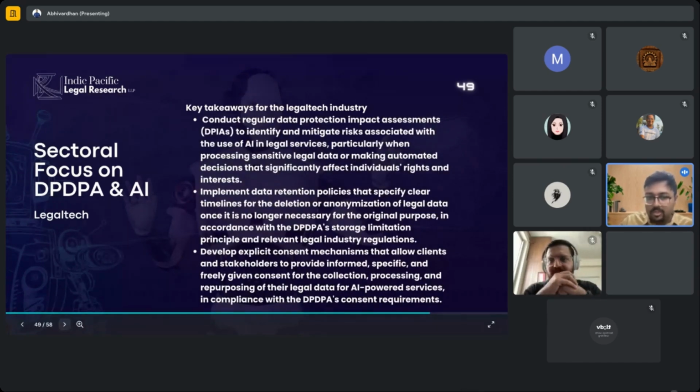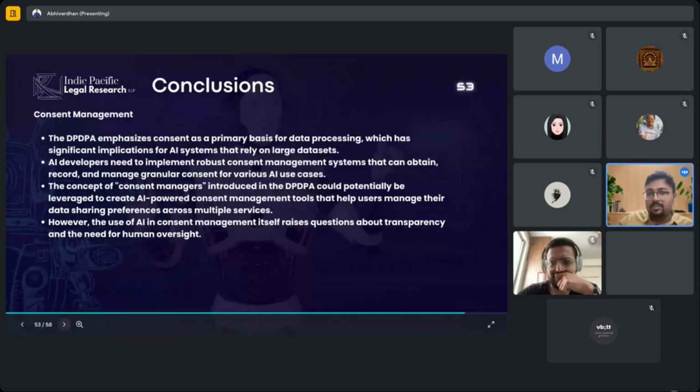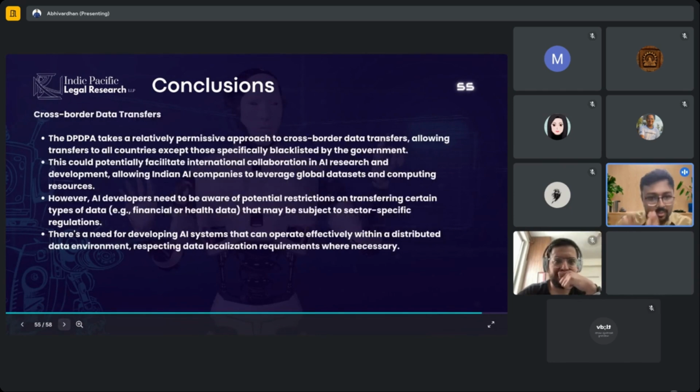These are basic things about retention policy, so I'll not repeat it. And I'll share the deck. You can read about it at lawsamjao.in. I hope this is not a domain bought by somebody yet. There's an AI-powered document classification and the life cycle of a contract. It can expire or not. How will you manage it? That's the dilemma. So these are the conclusions, as you can see, and I think this will be much more informative for you. I'm sorry I tried to pack it up, but I think it took most of the time.